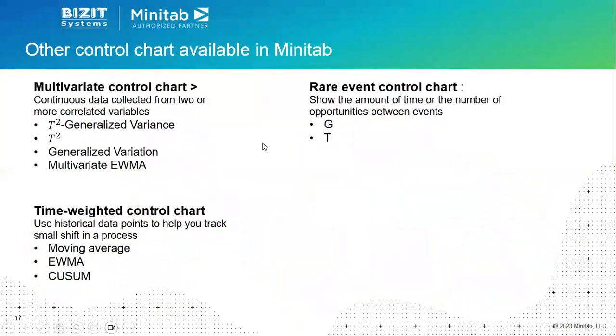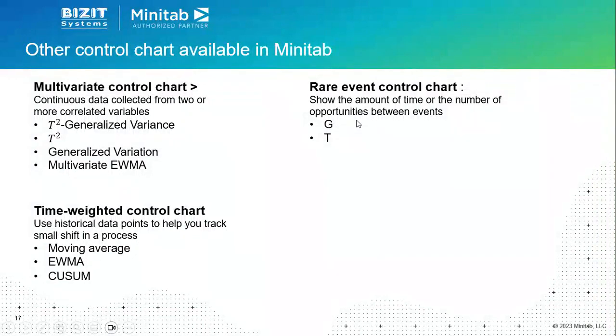So not only that control chart is available, but also this one. The multivariate control chart is for showing how correlated variables jointly affect a process or outcome. That means you not only measure one variable, such as diameter, but maybe you also measure something like strength, which is correlated with that problem. So you will use the multivariate control chart.